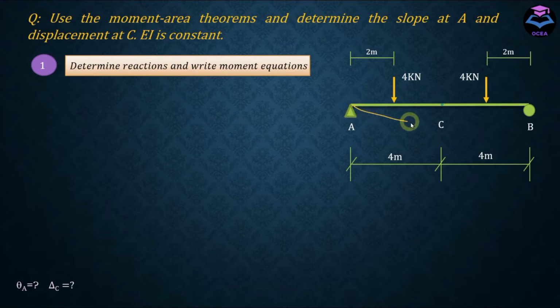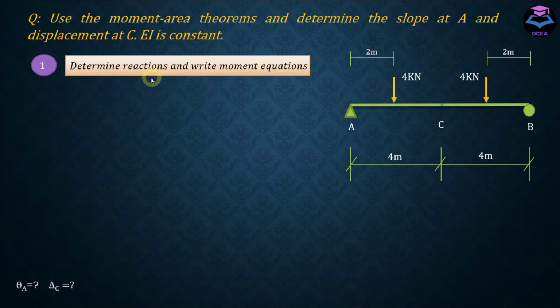If this is the elastic curve or the deflected shape because of this loading, we need to determine this theta, slope at point A, and deflection at point C, delta C. So the first step is to determine reactions and write moment equations.